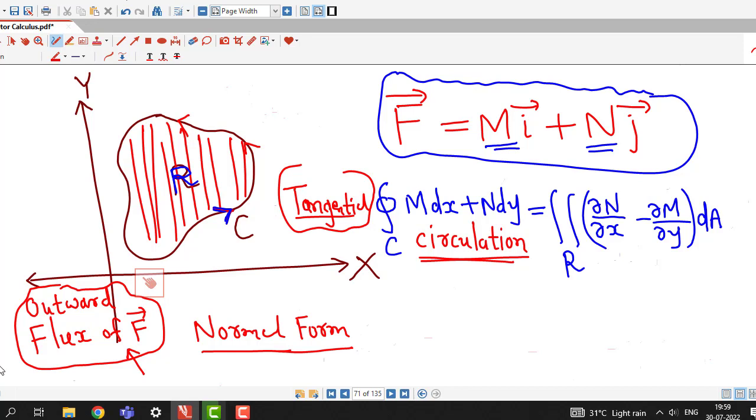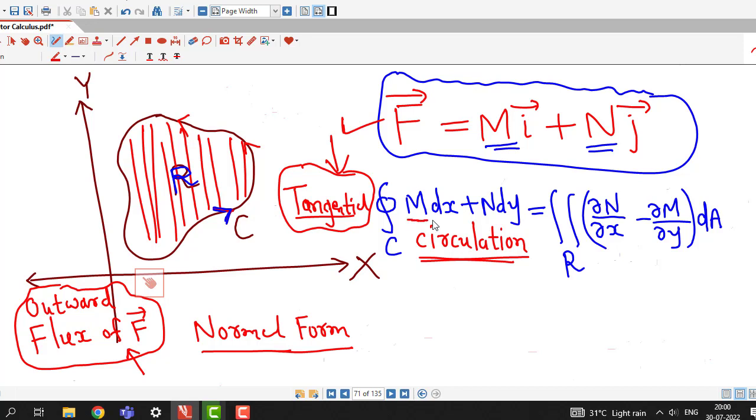And if we are asked to find simply the line integral of a given vector field and nothing is specified, that is, whether to find circulation or flux, then we can use either the tangential or normal form. That is our choice, but we will mostly use the tangential form of Green's theorem if these physical terms, that is find circulation or find outward flux, are not specified.